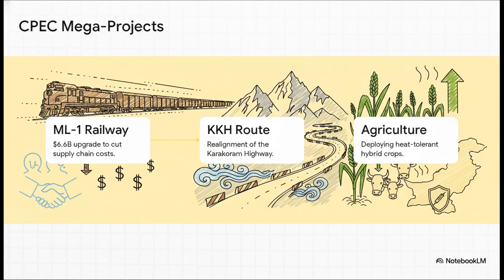And definitely don't forget the B2B agricultural sector. They're actively deploying heat-tolerant hybrid crops and localized foot and mouth disease vaccines. This isn't just building. This is an infrastructural and technological metamorphosis designed to rebuild Pakistan's long-term macroeconomic stability.